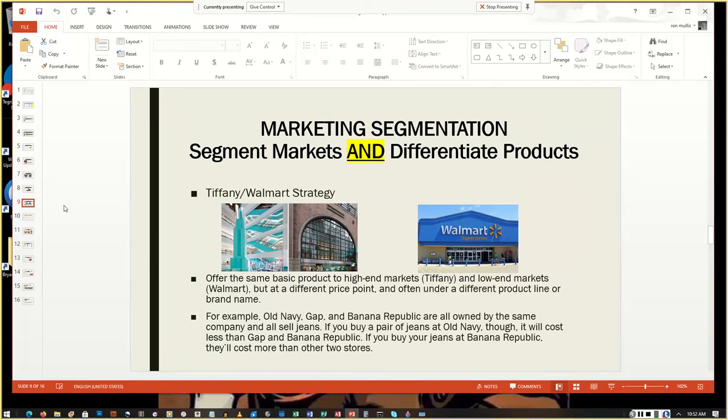So they're offering almost the same exact product, but they're just changing the price and making more money off of the same thing. So some examples of that would be like Old Navy, Gap, and Banana Republic. Those are all owned by the same company and they sell jeans. If you buy a pair of jeans at Old Navy though, it's going to cost less than what you would pay at the Gap or at Banana Republic. If you buy your jeans at Banana Republic, they're going to cost more than the Gap as well as Old Navy. So again, this is another way to segment the market. You have pretty much the same product, but you're pricing it differently based off of the store that it's in.